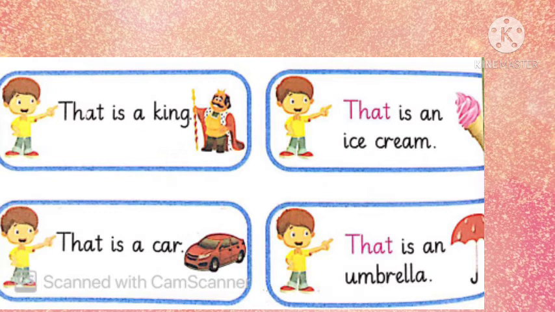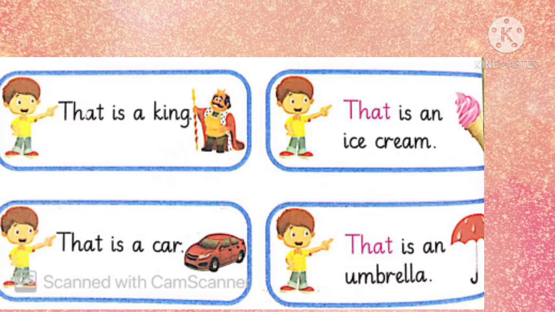Look at the next. Here we have an umbrella. The umbrella is far from the boy. Umbrella begins with U. U is a vowel. So we will use article an. So let's make a sentence. That is an umbrella.